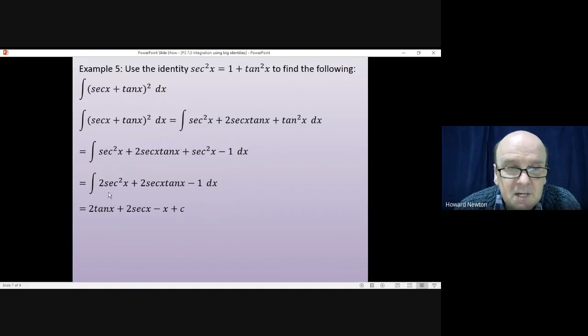So integrating the 2 sec squared x just gives me 2 tan x. Integrating sec x tan x gives me sec x. And integrating minus 1 gives me minus x. And again, that's it. That would be the answer.